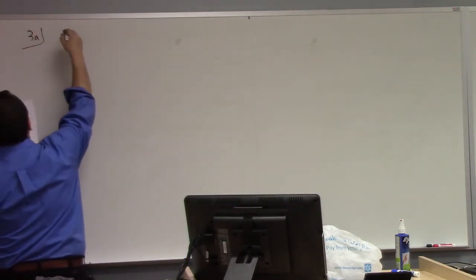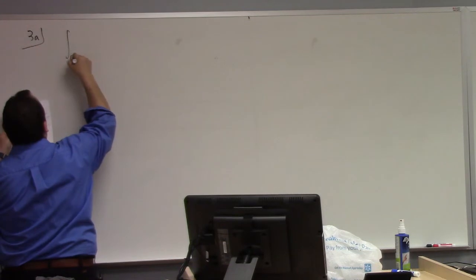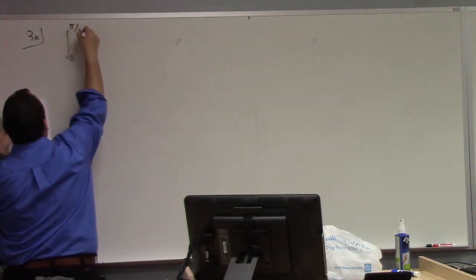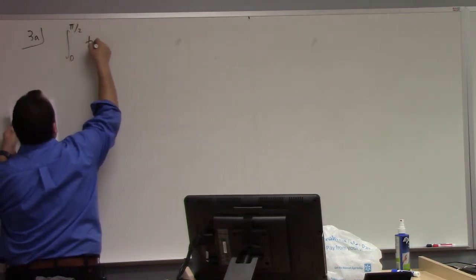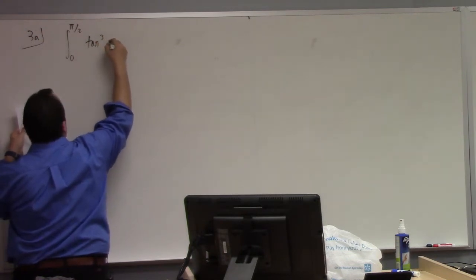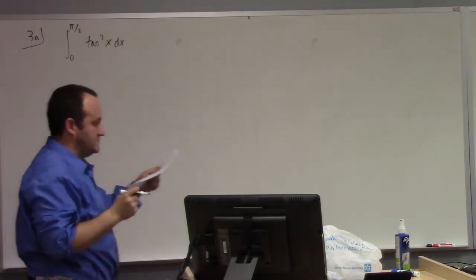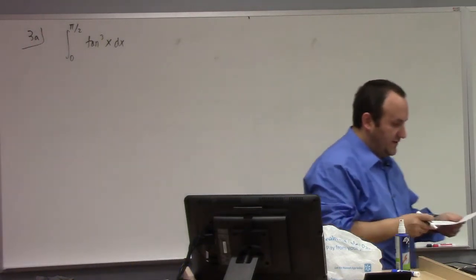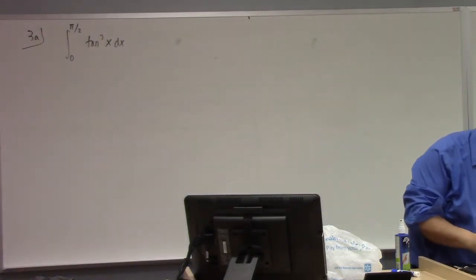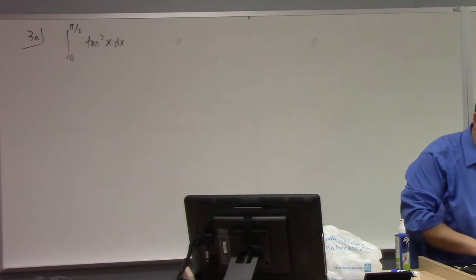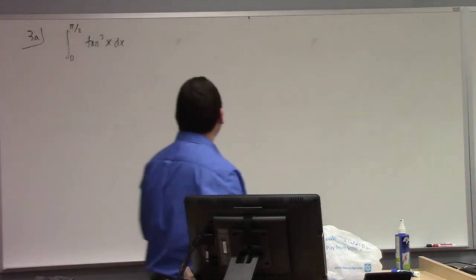(3a), the integral from 0 to pi over 2 of tangent cubed x dx. Aha. Now, first of all, what kind of integral is this? A stupid one? It's an improper integral. It is not a stupid integral.